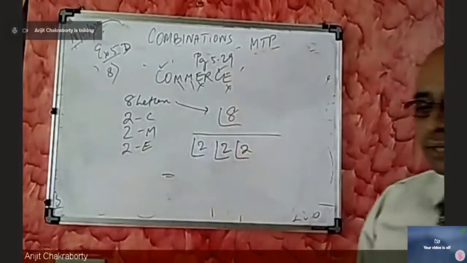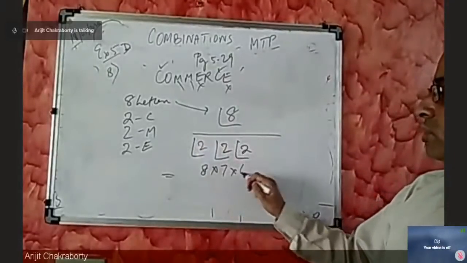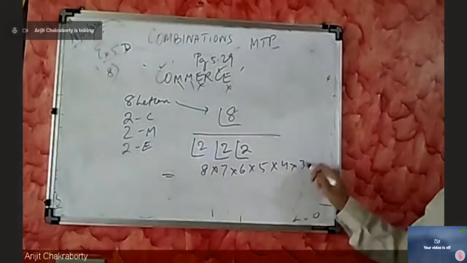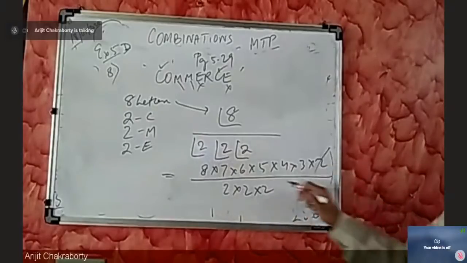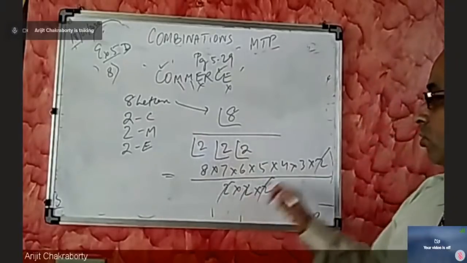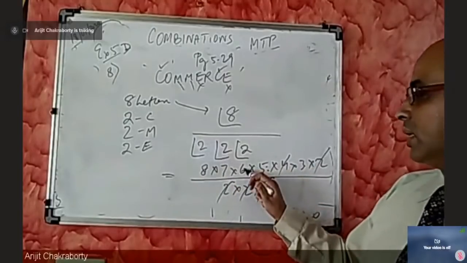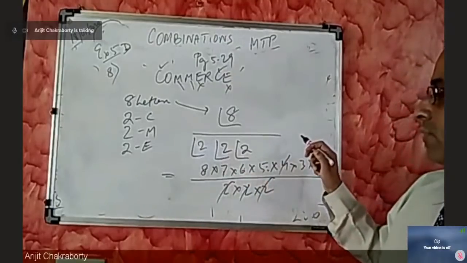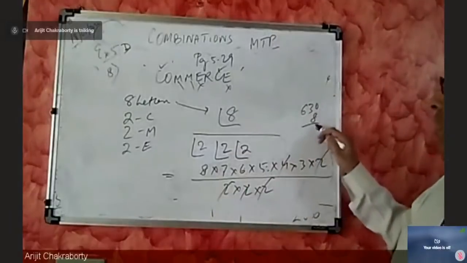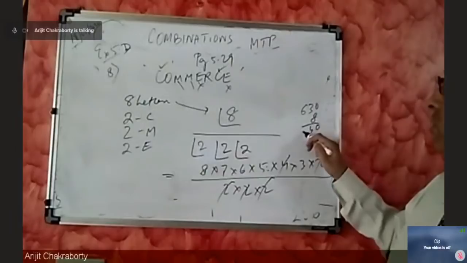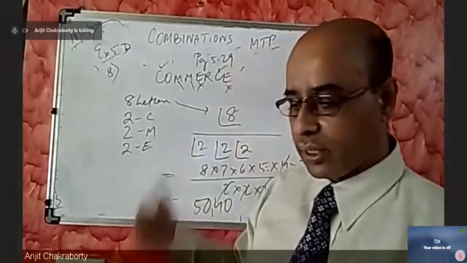So this, if you just work out, you will find this is 8 into 7 into 6 into 5 into 4 into 3 into 2. And in the denominator you have 2 into 2 into 2. This 2 cancels with this 2 and this 2 with 4. So you have 3 into 5 into 6. So 15 into 6 is 90 into 7. 90 into 7 is 630 into 8. I think 630 into 8 is again 5040. So you have 5040. Right? So this is again an interesting question.